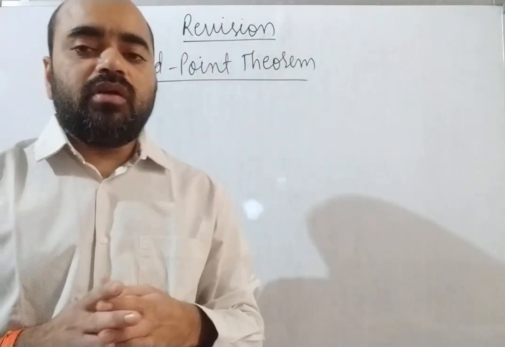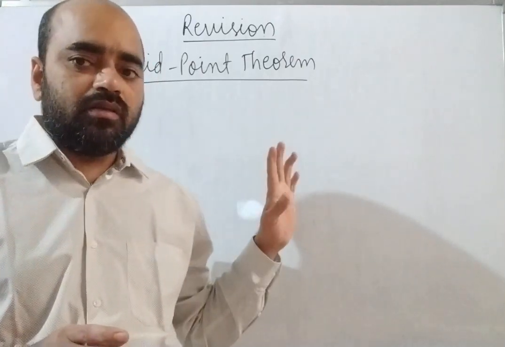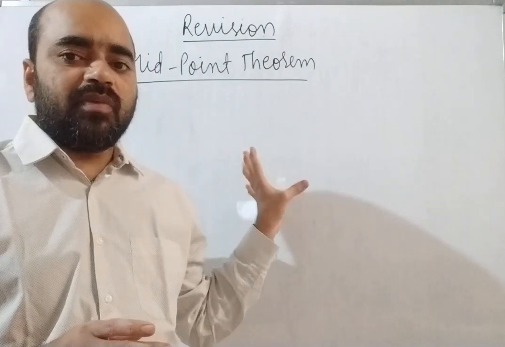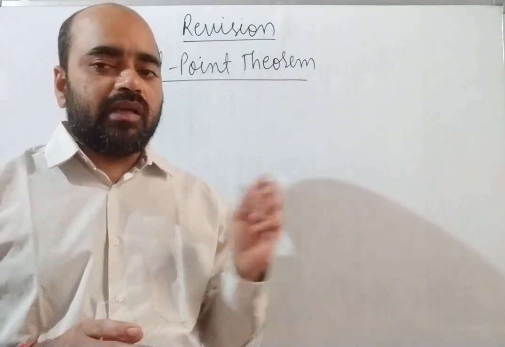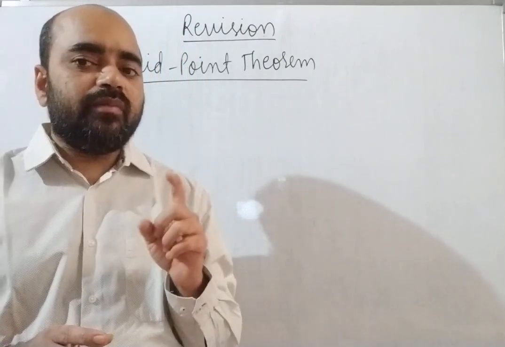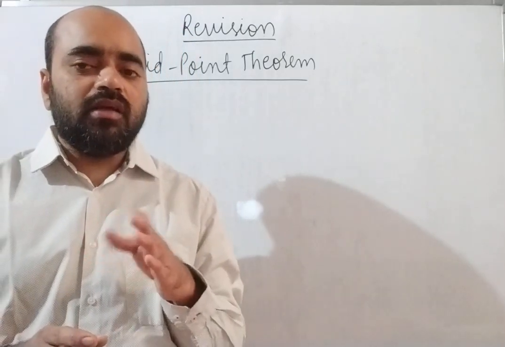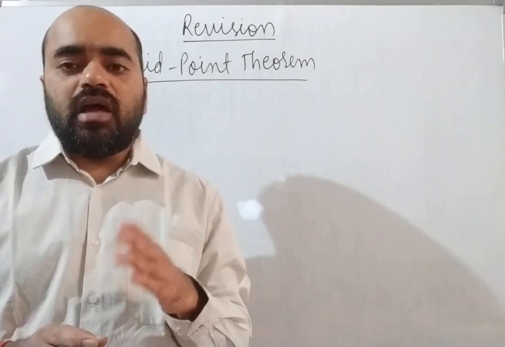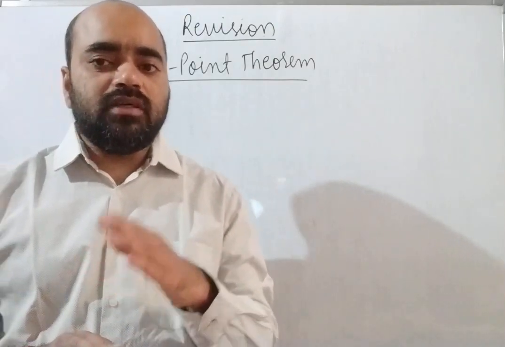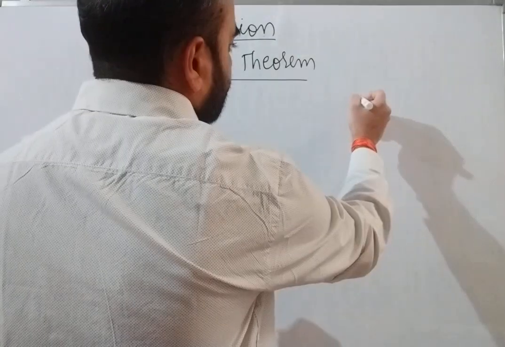So what is midpoint theorem? Midpoint theorem is applicable in a single triangle. What is the statement? Line segment joining the midpoints of any two sides of a triangle is parallel and equal to half of the third side. This is called midpoint theorem.